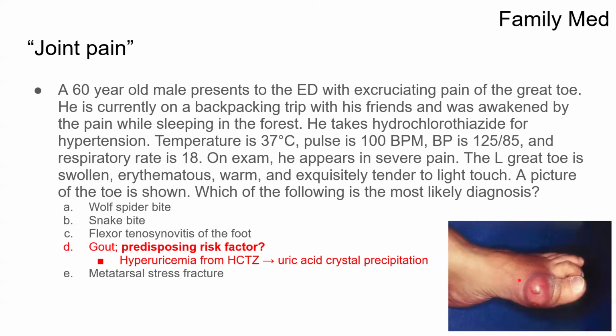Flexor tenosynovitis doesn't present as acutely as a gout flare does. It's still acute, but it would more be on the time course of a day or so, where it just keeps getting worse and worse.